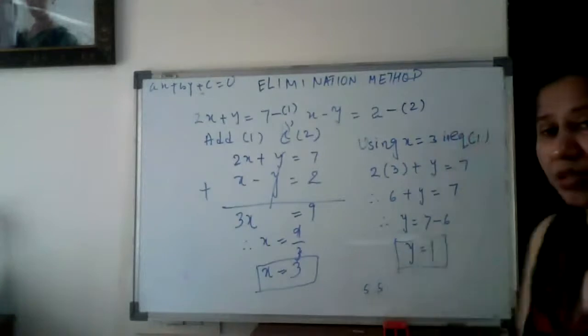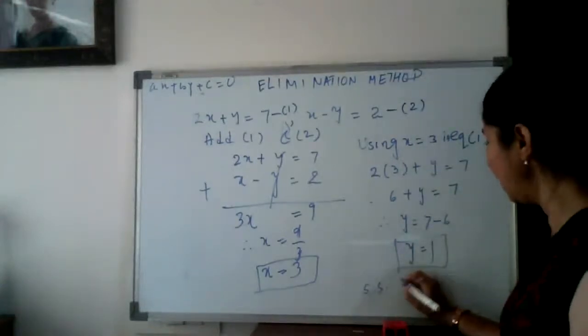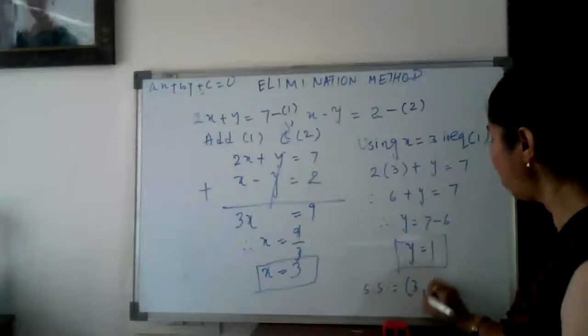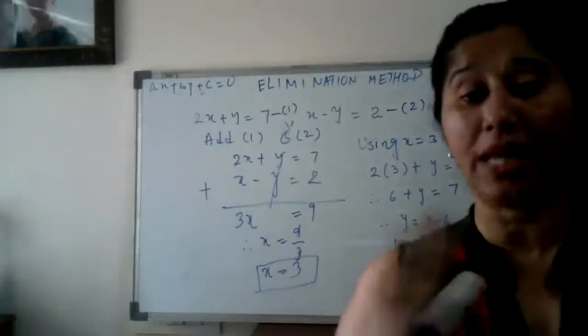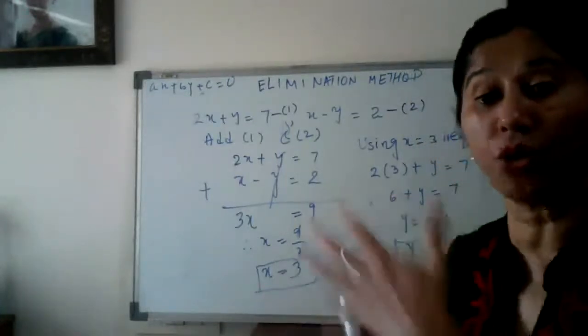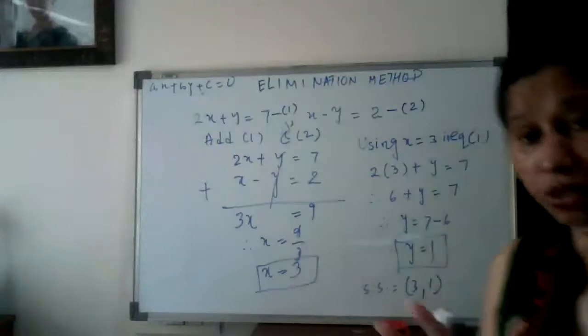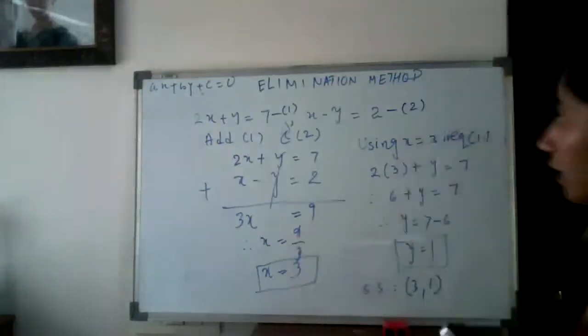If you see, you don't have this in your textbook, but otherwise we used to write this previously as, or the solution set is (3, 1). Please remember always the value of x is first and then the value of y, because you know that it is related to your coordinate system also, coordinate geometry. So always first x and then y. I hope that is clear to you.